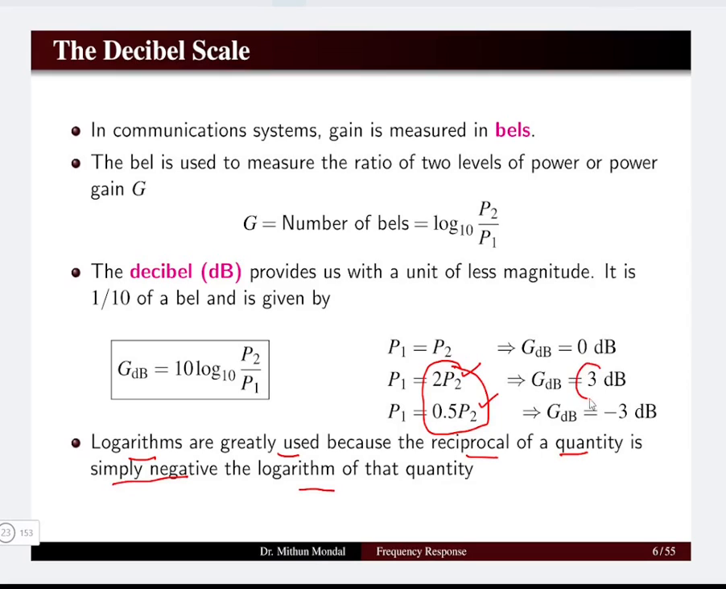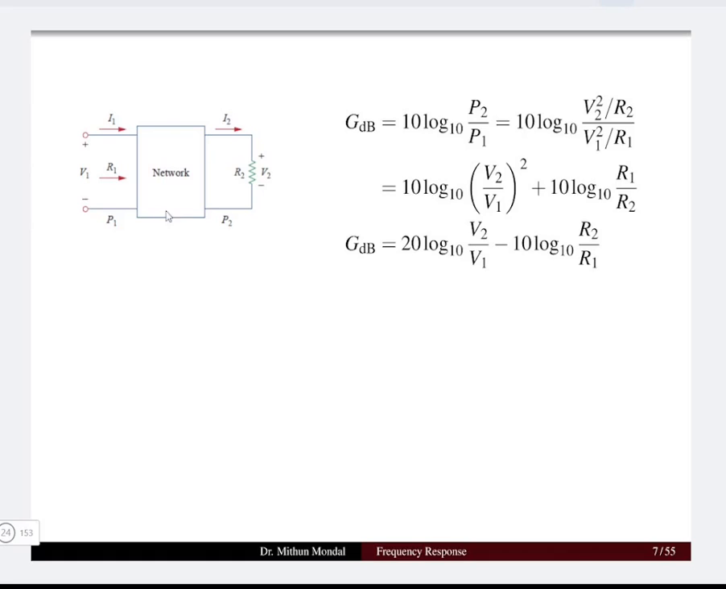So here we have plus 3 dB and here we have minus 3 dB. So that is only the negative of the logarithmic of that quantity. That is the advantage of taking the logarithmic in our computation. Now let us take one network where the input is applied having V1 and I1 as the voltage and the current, so the input power is given by P1.